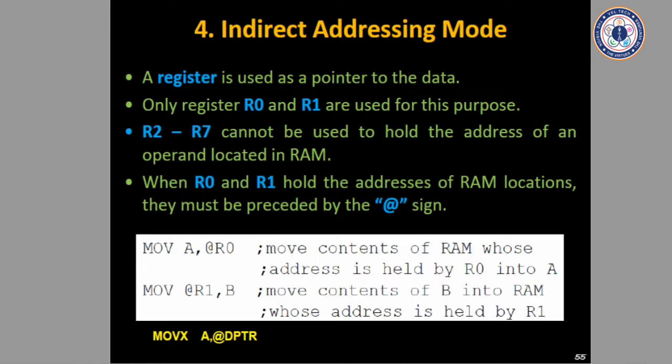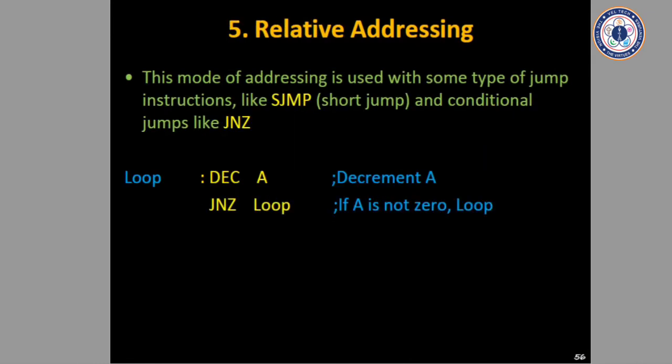So now we can see the fifth type. The fifth type is the relative addressing mode. This relative addressing mode comes under the jump categories like short jump, long jump, and conditional jumps such as JNZ, JC, JZ. So these are the things which come under relative addressing mode.